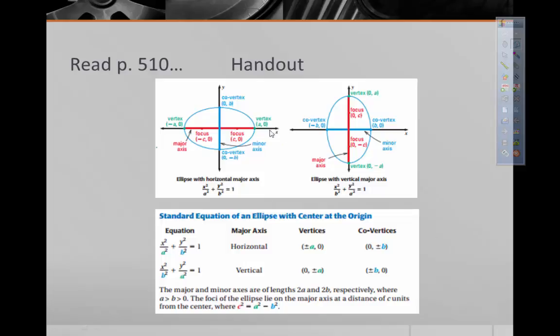Here's your handout that I just gave you. And what you're going to discover about ellipses is that sometimes they're elongated in the horizontal direction, and sometimes they're elongated in the vertical direction. And depending on how they're elongated determines whether you have a bigger number under x squared or a bigger number under y squared.